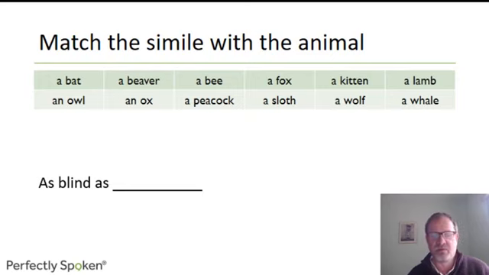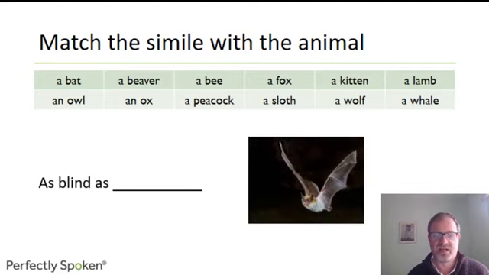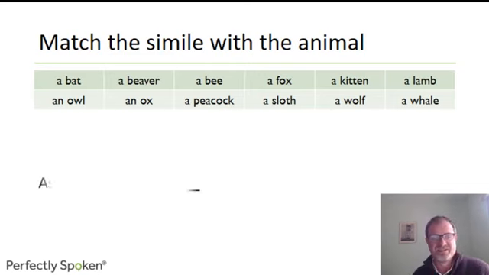Well, which one of these animals cannot see very well and in fact uses a form of radar almost to get around? And the answer is, of course, a bat. Blind as a bat. In fact, without my glasses, in terms of reading, I'm as blind as a bat. Okay, let's move on to the next.